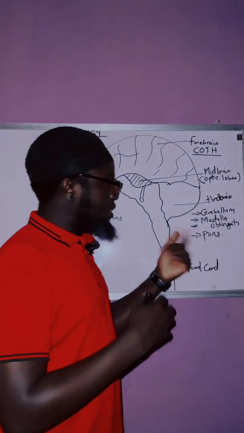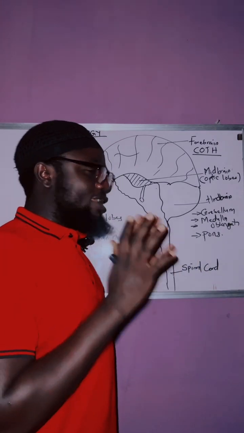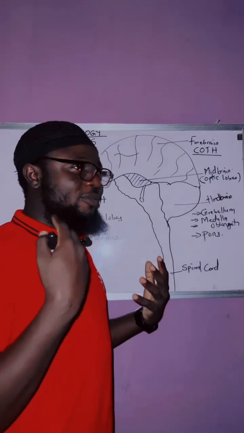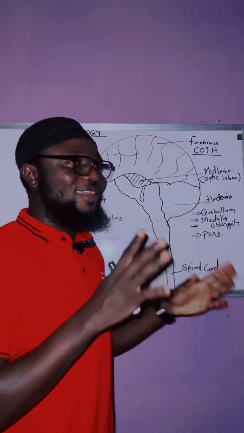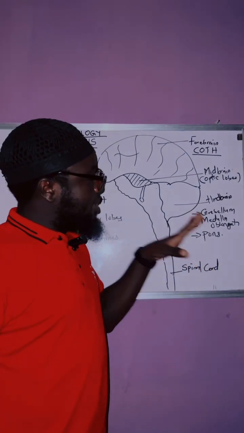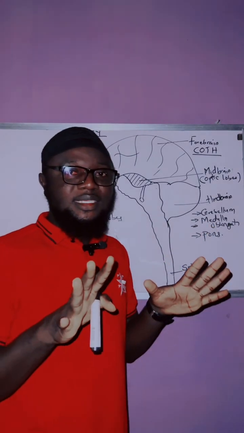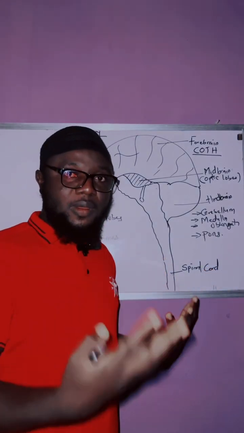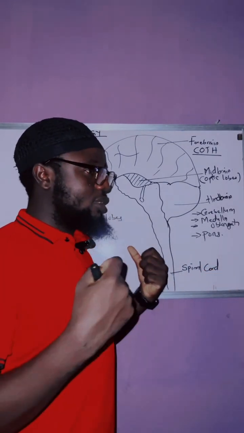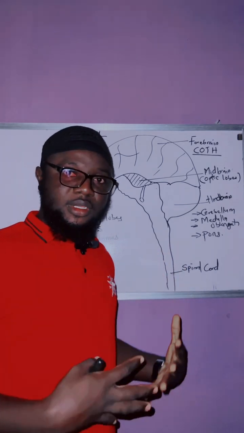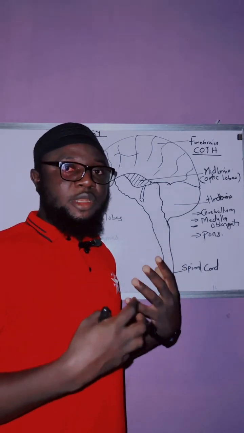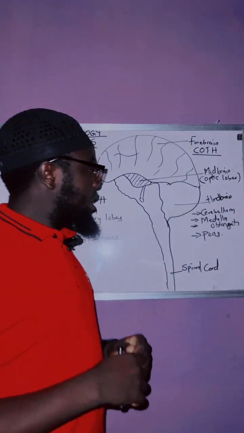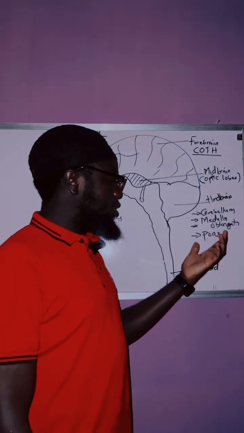Then the next one is the medulla oblongata. The medulla is the site for involuntary action. These are things you cannot control, things that are beyond your power. Involuntary actions are like breathing, digestion, and all those metabolic processes that happen in the body. They are controlled by the medulla oblongata. For the pons, that is going to be a story for another day.